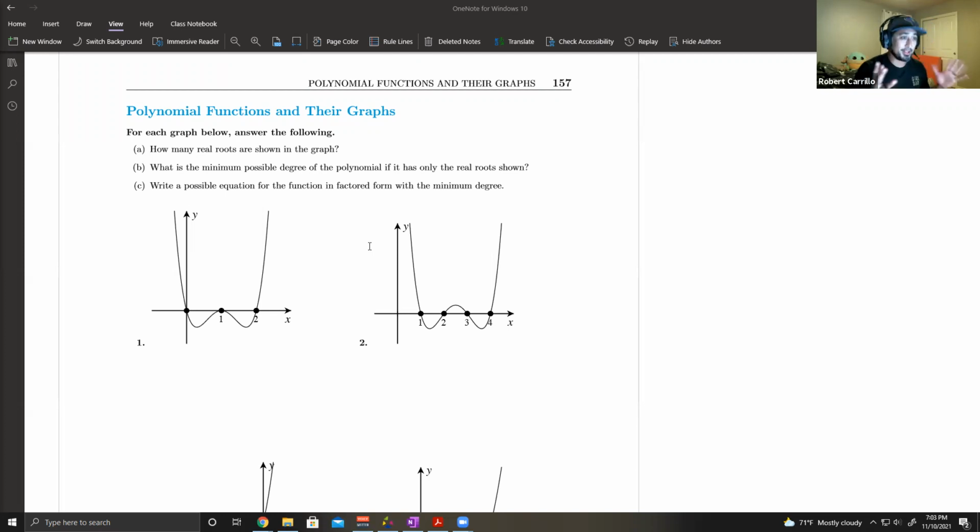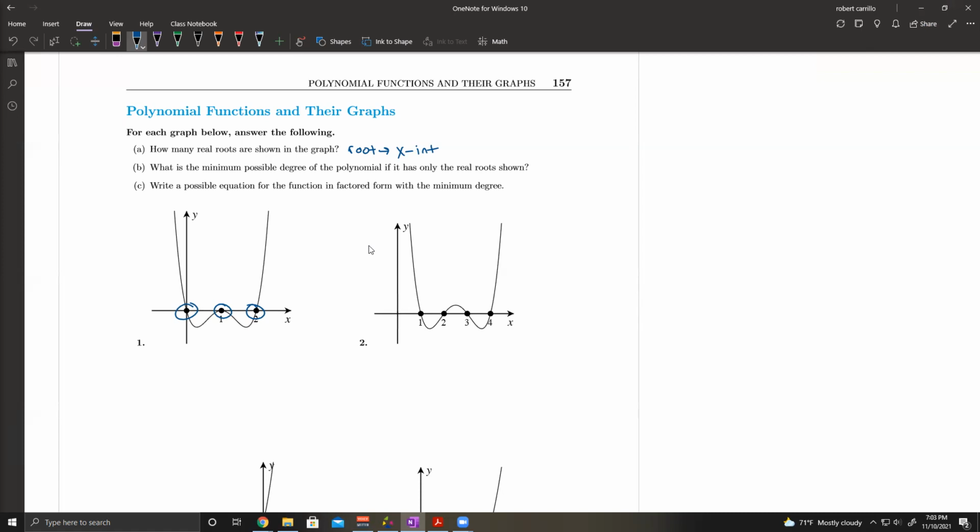Okay, so to put that all in English for you, we're going to look at the x-intercepts of the graph, and x-intercepts are also called roots. So let me put that on there. A root of a graph is also known as an x-intercept. So we'll be looking at the x-intercepts of the given graph, and then from the x-intercepts, we are going to work backwards and create a polynomial function.